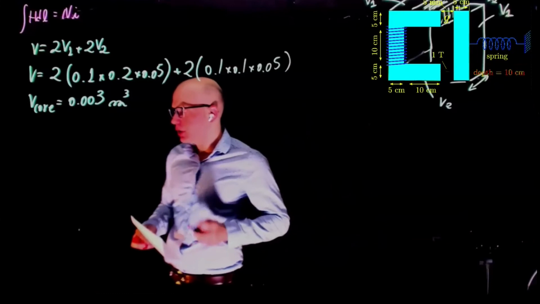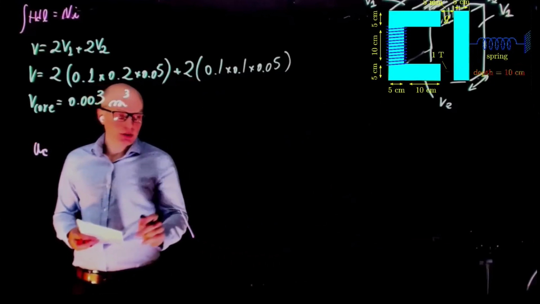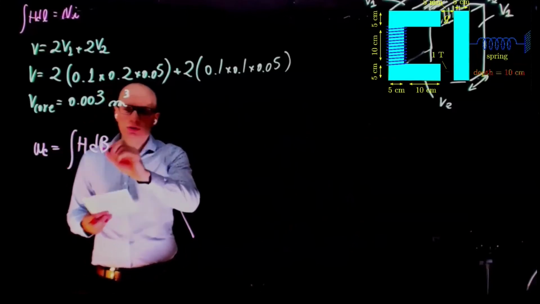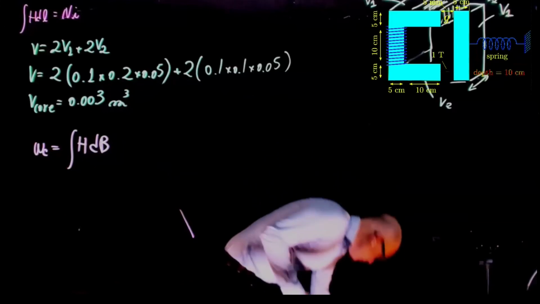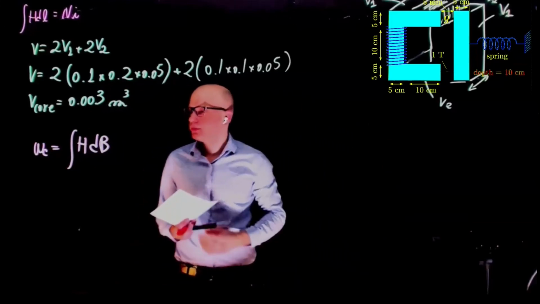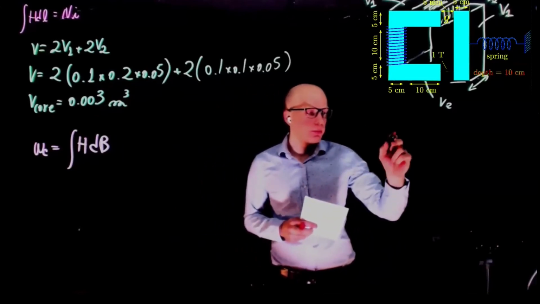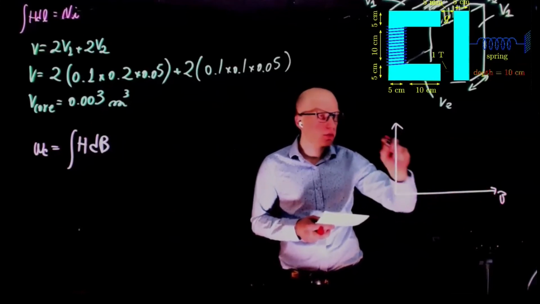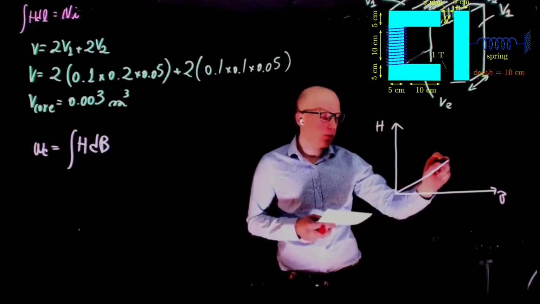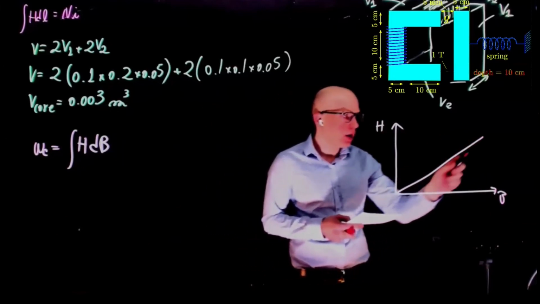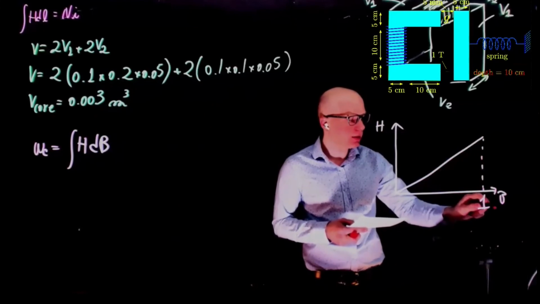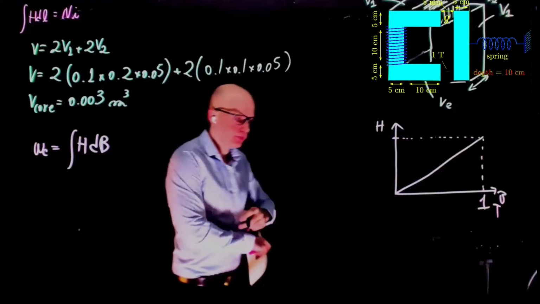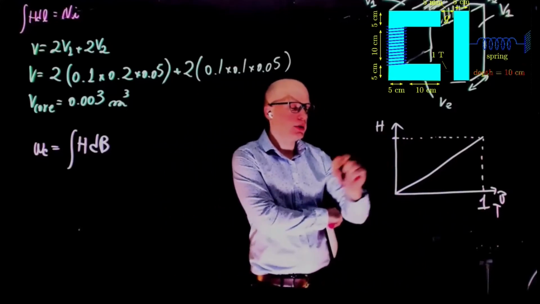How did we define the energy density in the core? The energy density was the integral of H dB. If we plot the BH curve here, operating in a linear fashion, it should go like that. When you reach 1 Tesla, what is H?